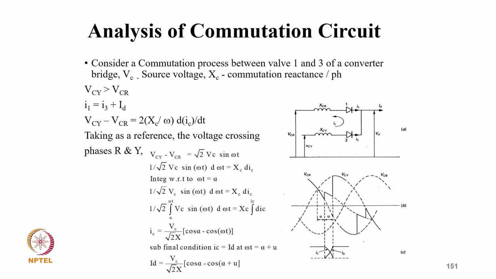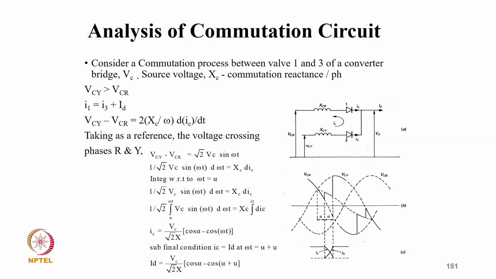So consider the commutation process between valve 1 and 3 of the converter bridge. VC is the source voltage, XC is the commutation reactance per phase. VCY is greater than VCR, and I1 is equal to I3 plus ID, and VCY minus VCR equals 2 XC/omega times dIC/dt. Taking as reference the voltage crossing between phases R and Y, VCY minus VCR equals root 2 VC sin omega t. So root 2 VC sin omega t d(omega t) equals XC dIC, integrating with respect to alpha.